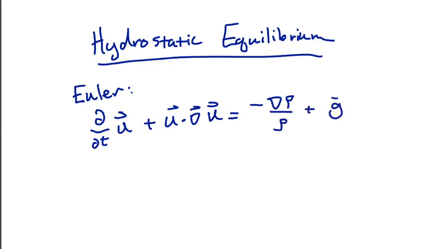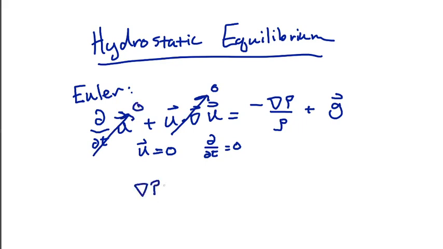If we want to consider a first solution to the system, we might consider the hydrostatic equilibrium solution, which says hydrostatic: u is 0, and equilibrium: ∂/∂t is 0. That means this term goes to 0, and this term goes to 0, leaving the balance that ∇p is equal to ρ times the gravitational acceleration vector, g. This is hydrostatic equilibrium.